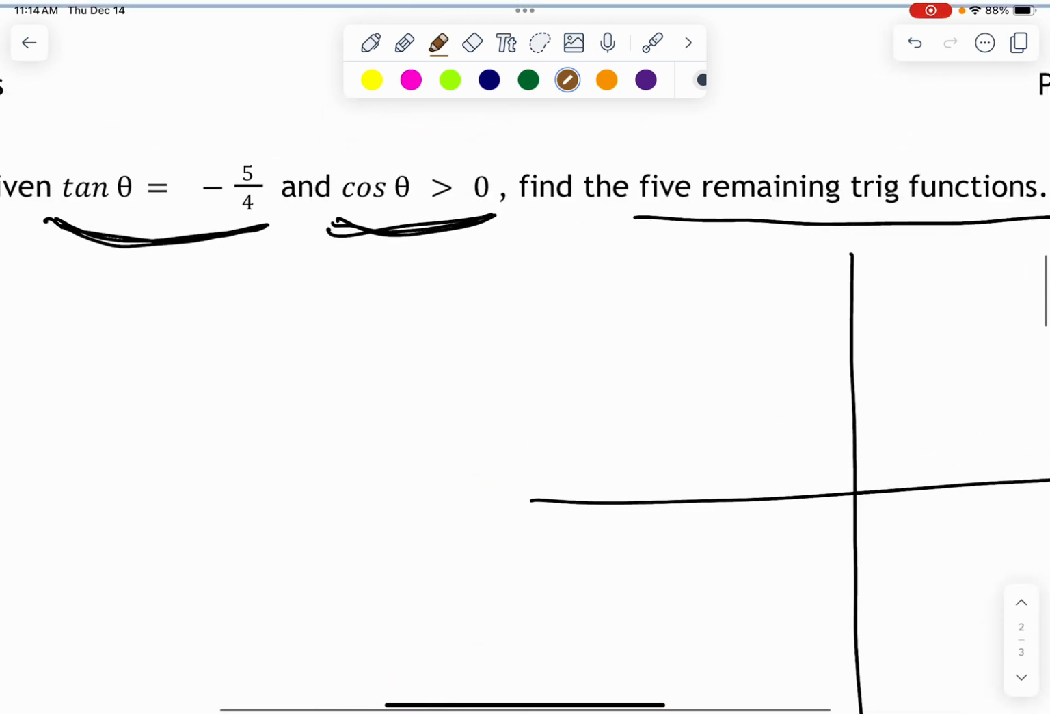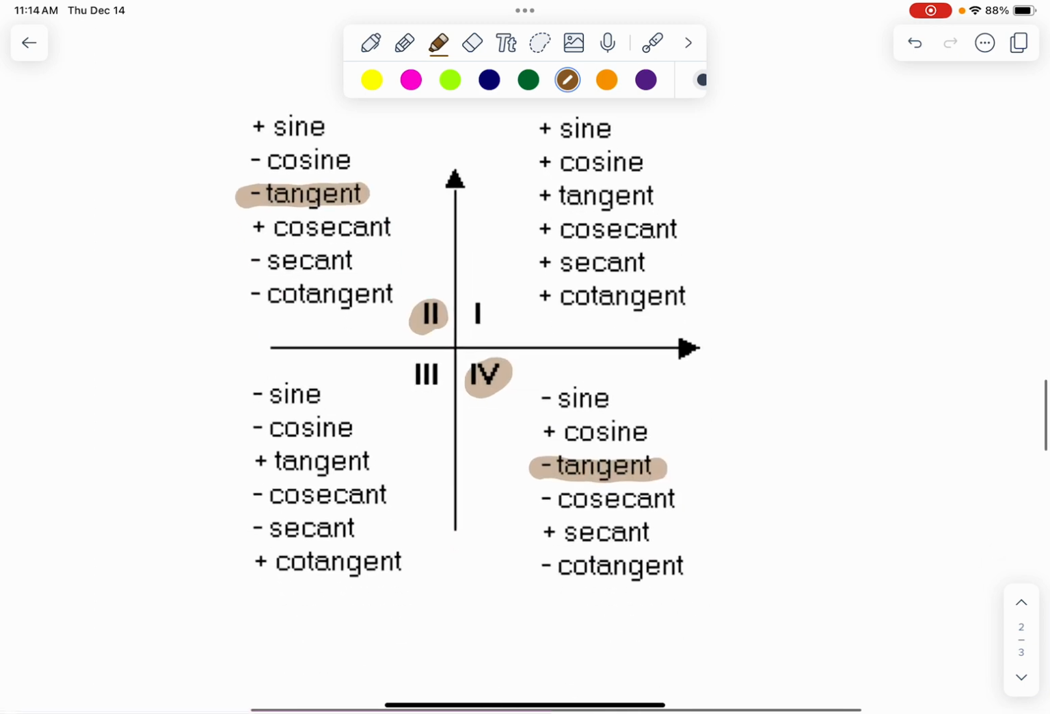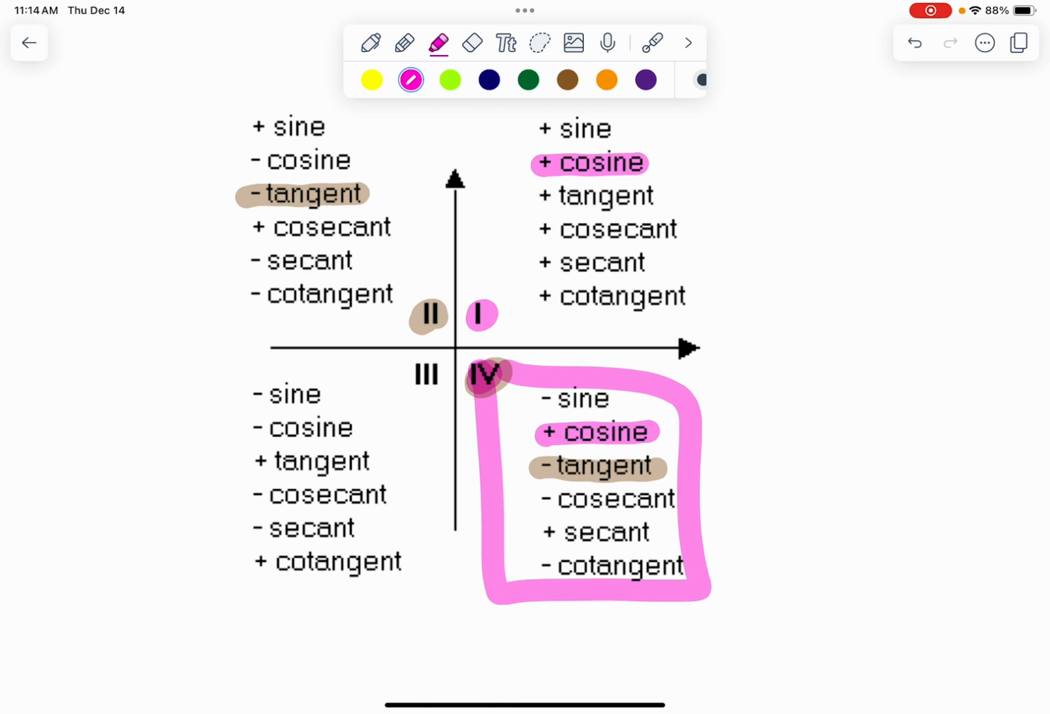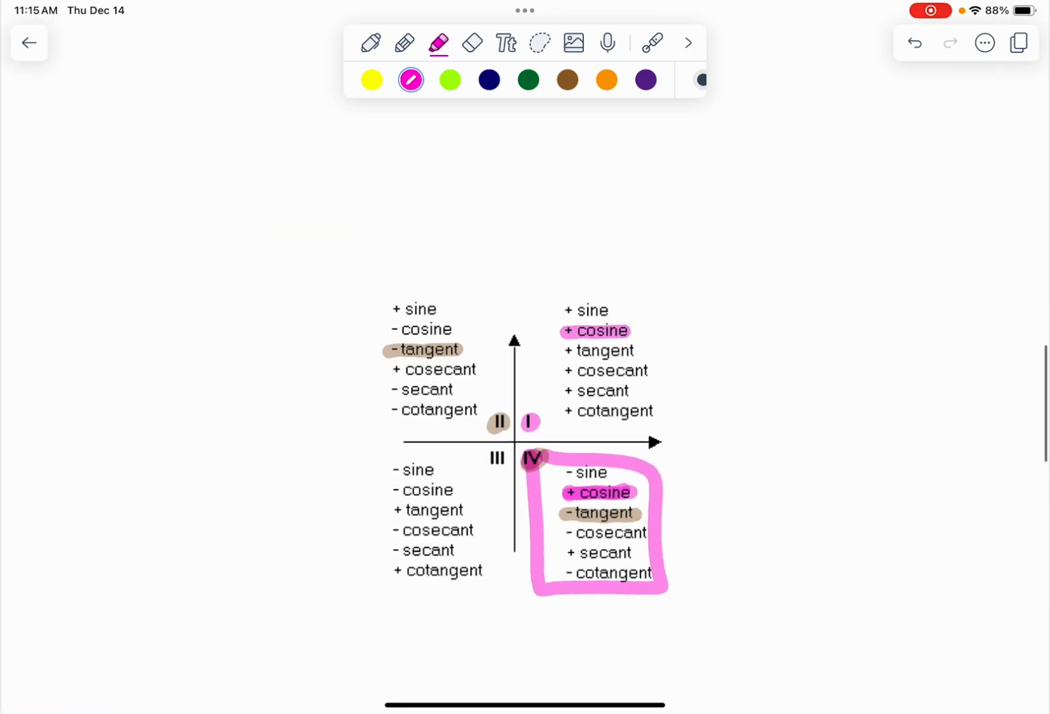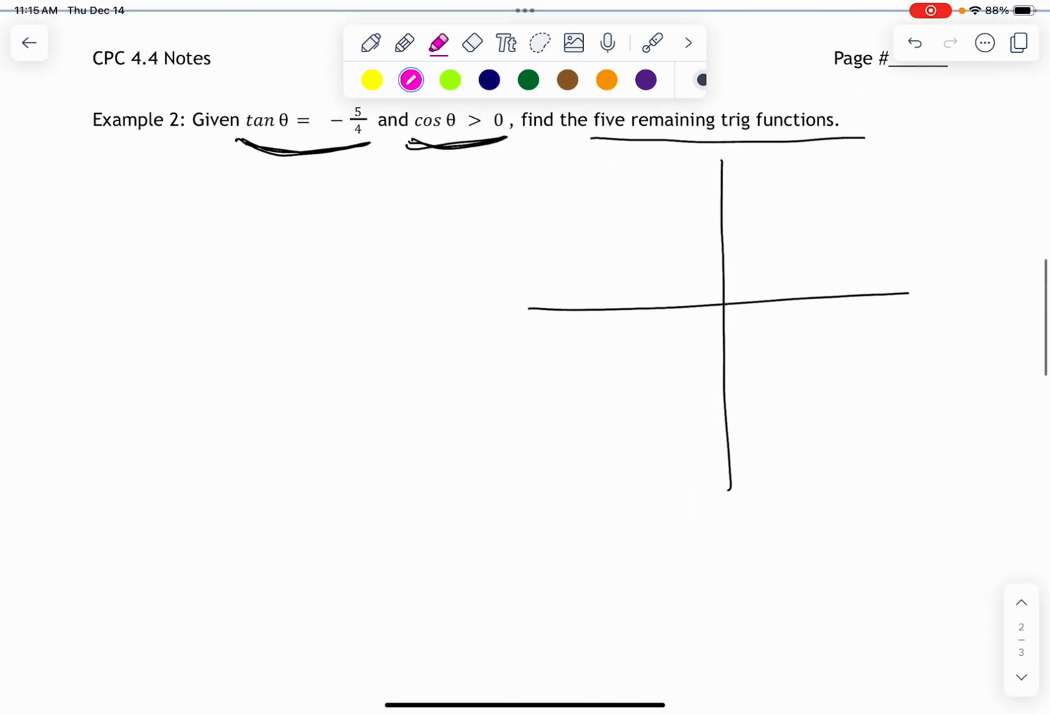Then it says that cosine is positive, so that is here and here. That's in 1 and 4. So I'm looking at the one that has both of those in common, and that would be 4. 4 has cosine being positive and tangent being negative. So I'm going to say that this angle for this problem is in quadrant 4. It allows me to graph it accurately.